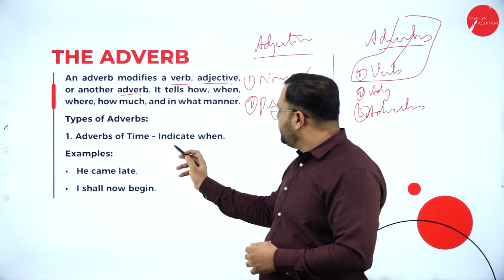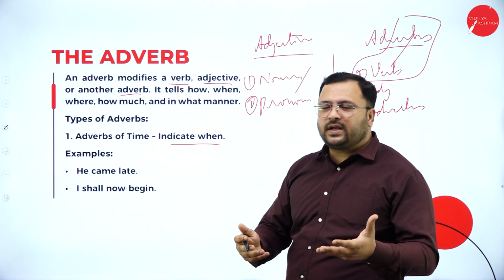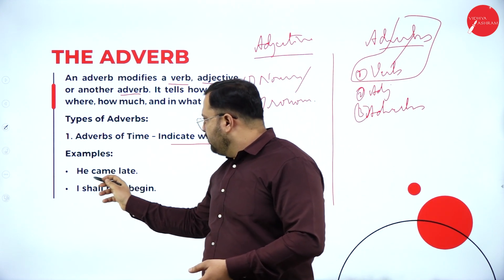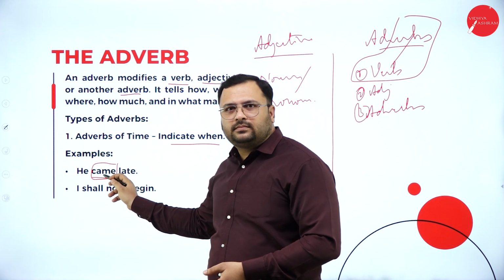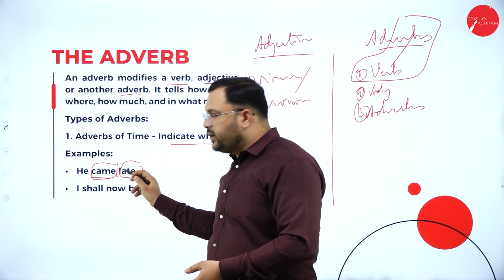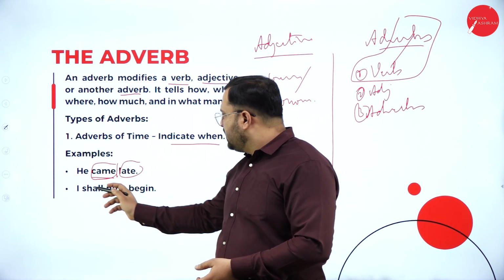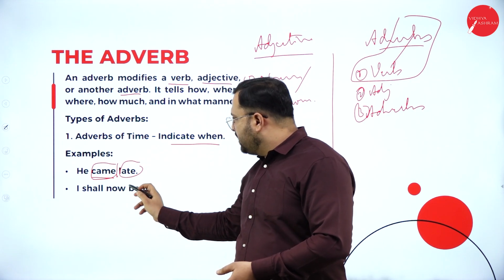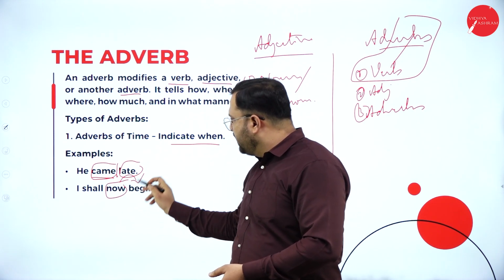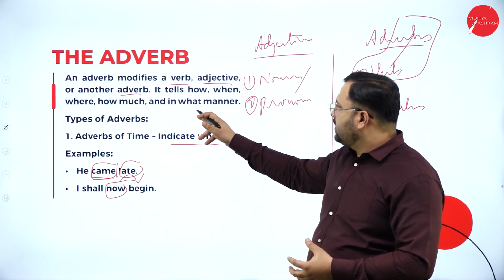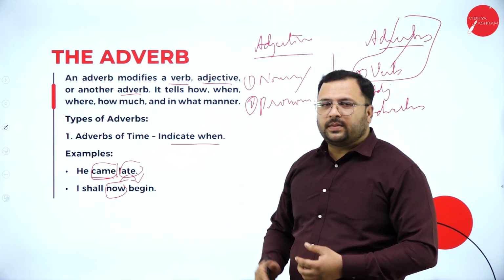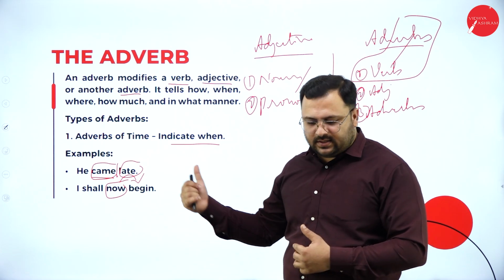Adverbs of time indicate when something happened. He came. So this is the verb here. And when did he come? He came late. I shall begin. When? Now. Now begin. So it is emphasizing time. Something which is happening, verb, therefore it is an adverb.